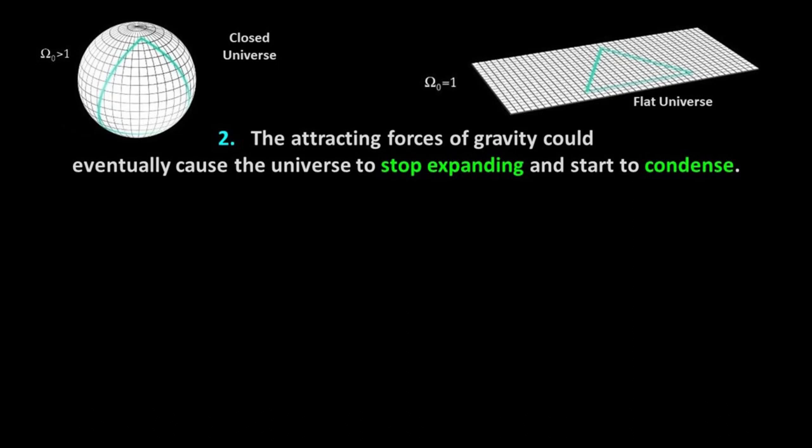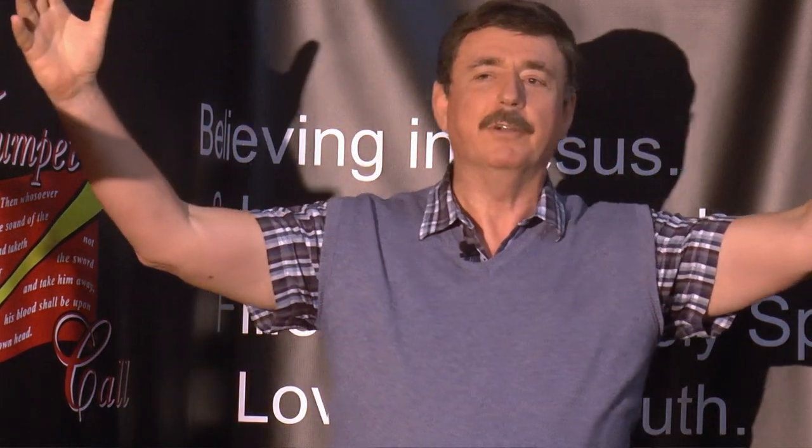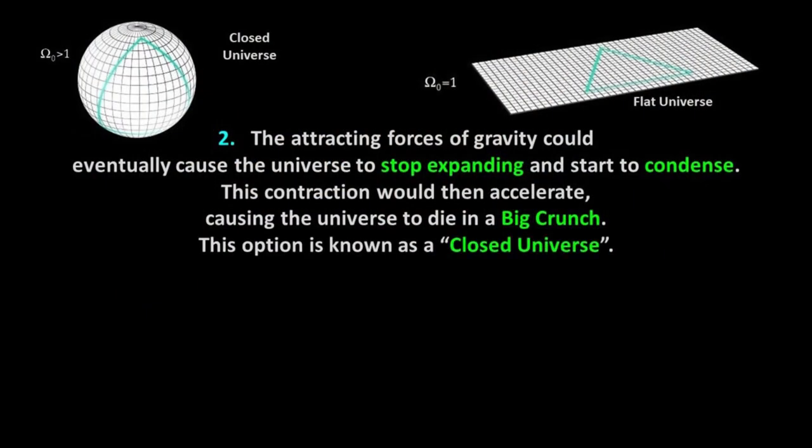The second option is this. The attracting forces of gravity could eventually cause the universe to stop expanding and to start to condense. This contraction would then accelerate, causing the universe to die in a big crunch. A big crunch is the opposite of a big bang. That means that everything that has expanded away from one another now contracts and it comes together again, and it crunches into a singularity once again. This option is known as a closed universe.